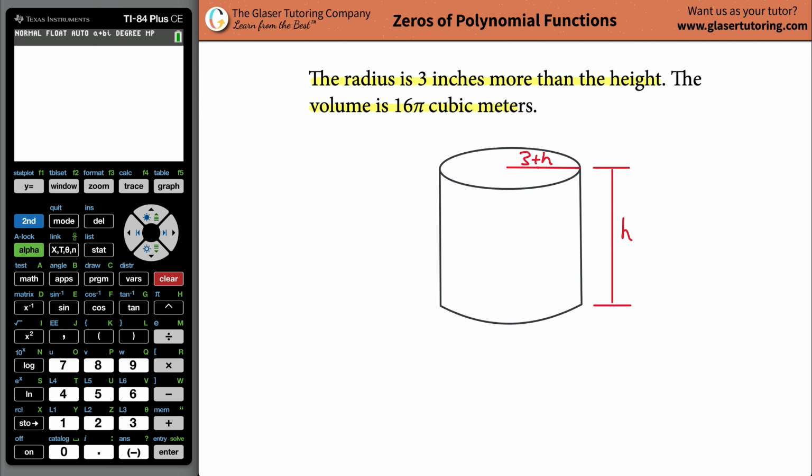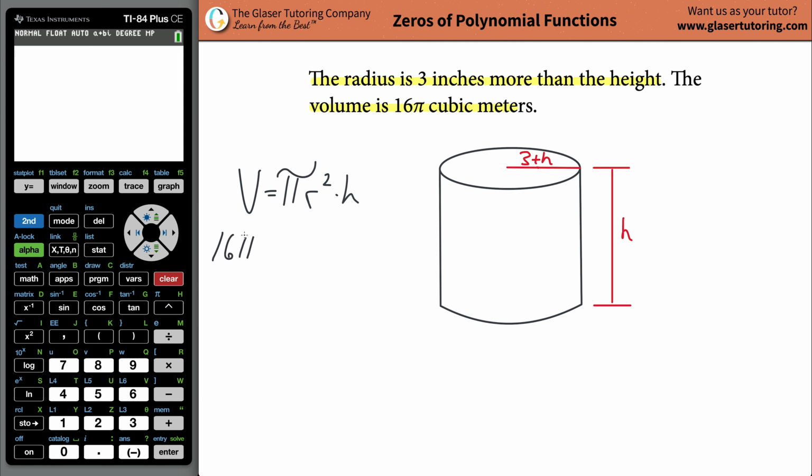Then the next thing is it tells us the volume. So I'm really thinking, okay, what's the point of this? Is the volume related somehow to the radius of the cylinder and the height? And of course it is. The volume of a right circular cylinder is going to be equal to pi times r squared times height, meaning the radius squared. So all we're going to do now is substitute some things.